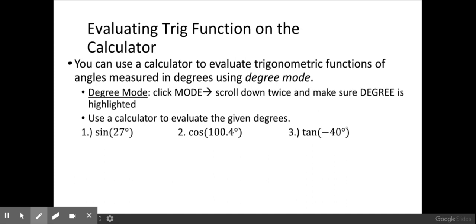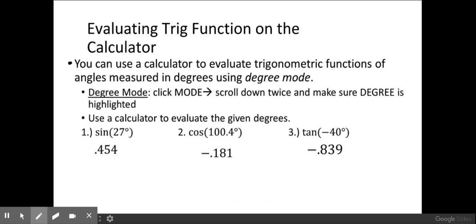And when you plug in these values into your calculator, you would put sine 27, and when you press enter, you should get 0.454. If you were in radian mode, you might get something different. So you want to make sure that you are in the correct mode. For the cosine of 100.4, we get negative 0.181. And for tangent of negative 40, we get negative 0.839.